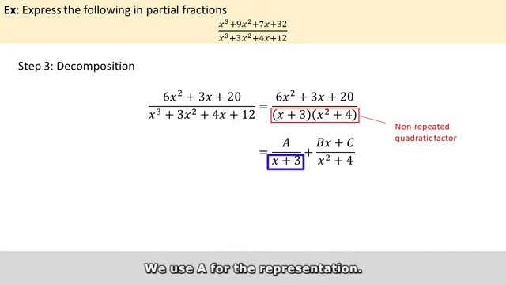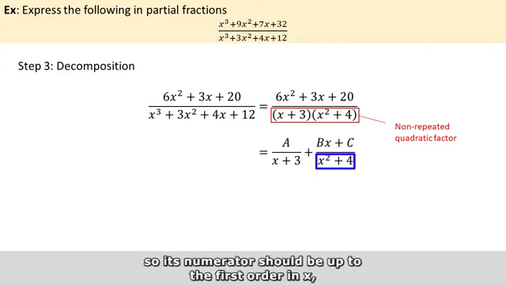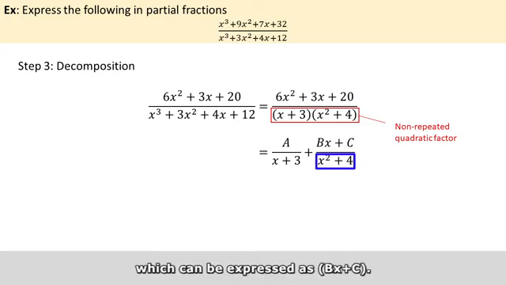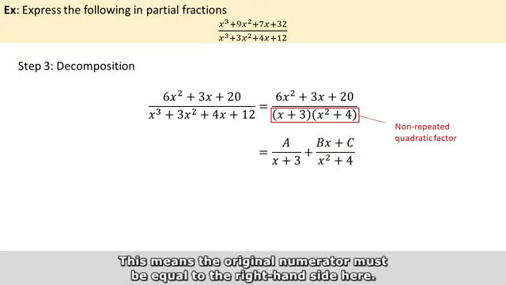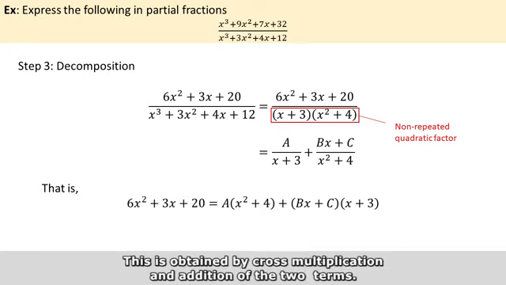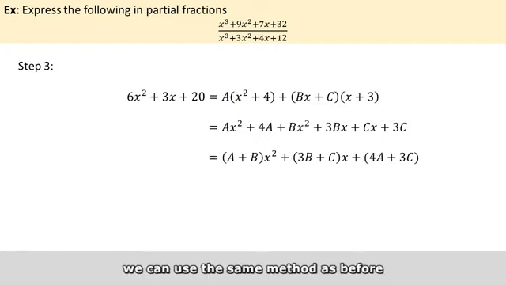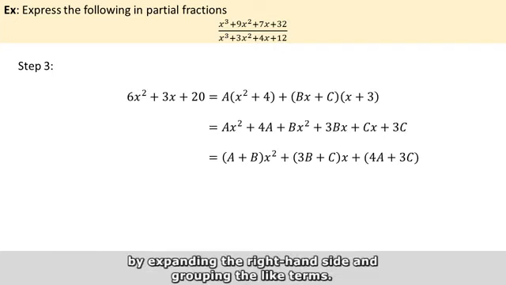We use A for the representation. And in the case of x squared plus 4, because x is up to the second order, the numerator should be up to the first order in x, which can be expressed as Bx plus C. So this means that the original numerator must be equal to what we have on the right hand side of this equation. This is obtained by cross multiplication and addition of the two terms. So in order to solve for A, B, and C, we can use the same method as before by expanding the right hand side and then grouping all the same terms.